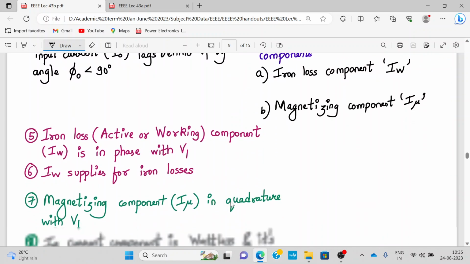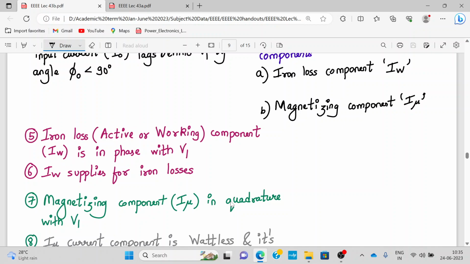Alright, let's discuss the iron loss or active or working component IW. The iron loss component is in phase with V1. Why is it in phase with V1? Because it is associated only with resistance, and in a resistor the current and voltage are in phase. That's why IW is in phase with V1. Now IW will supply the iron loss entirely.